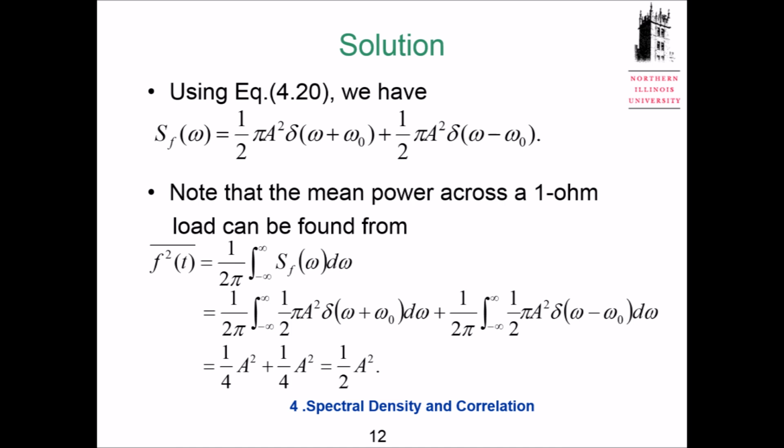If we know S_F(ω) and integrate over frequency, we get the power. So we just review that the impulse function integration is this one. If ω0 is within this boundary, we have 1/4 a squared plus 1/4 a squared, which gives half a squared. In your homework, you also proved that the cosine signal's power is half a squared.